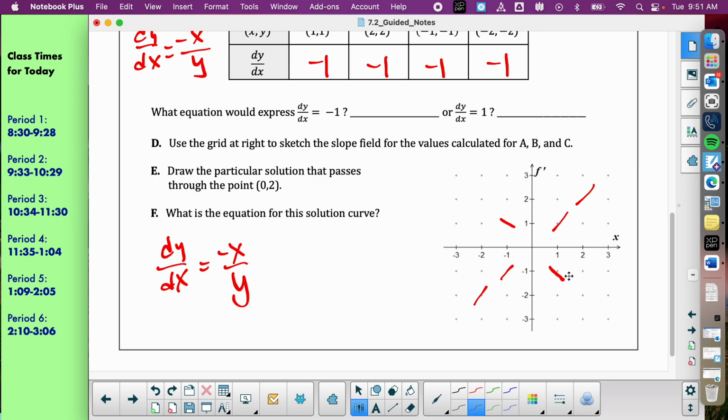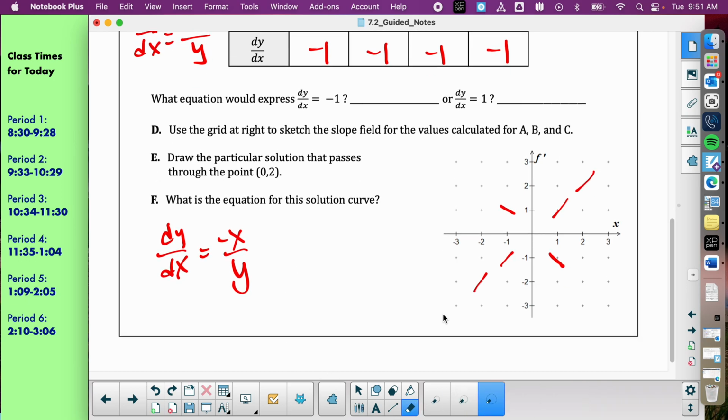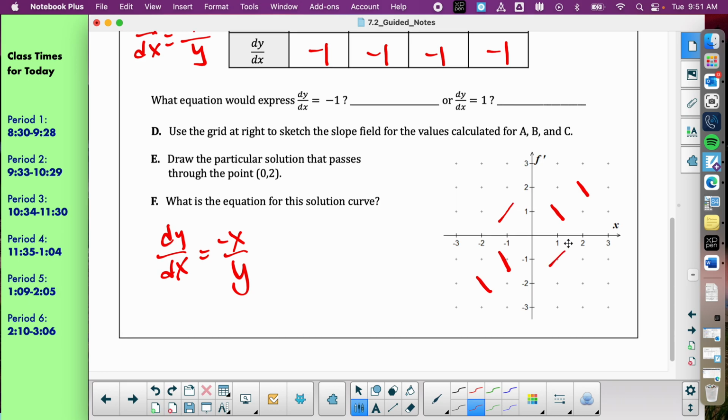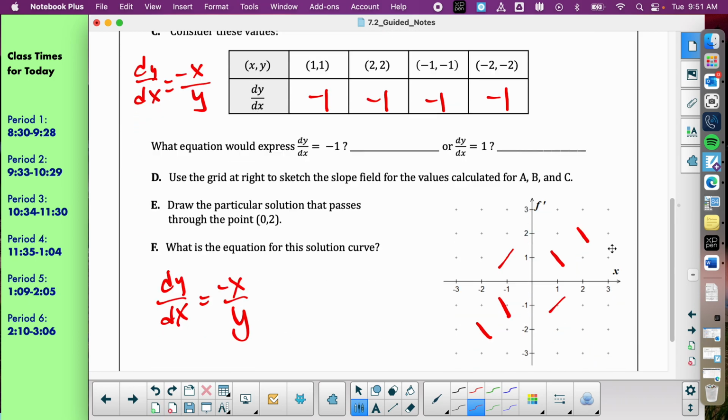Did I draw them backwards? -1, -1, +1, +1. And then which ones were 1, 0, 2, 0? So on the x-axis they were undefined.